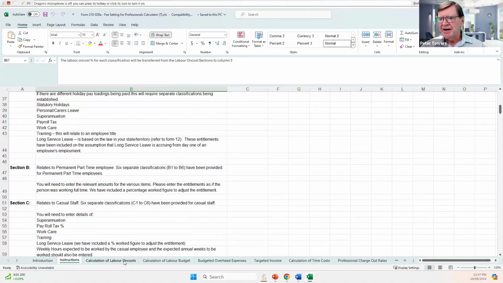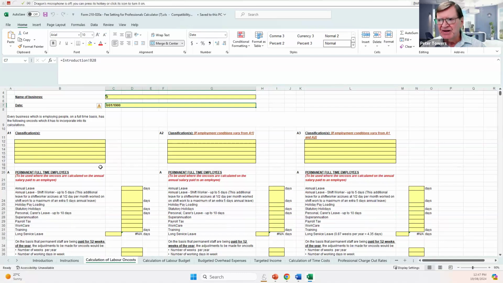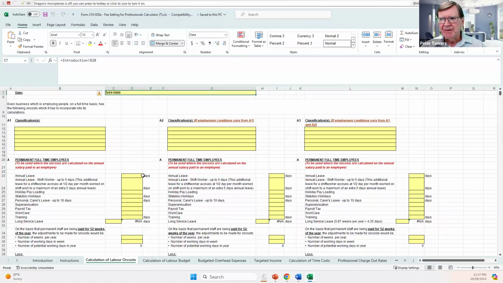We've got the calculation of labour on costs. This is what I was referring to earlier. In the full-time employees, which is A1 classification, there are 6 of these categories. There's 6 lines in each of them. So you can have variable situations. So if you had someone that was being paid 25 days annual leave instead of 20, you would have them on a separate line in the calculations.